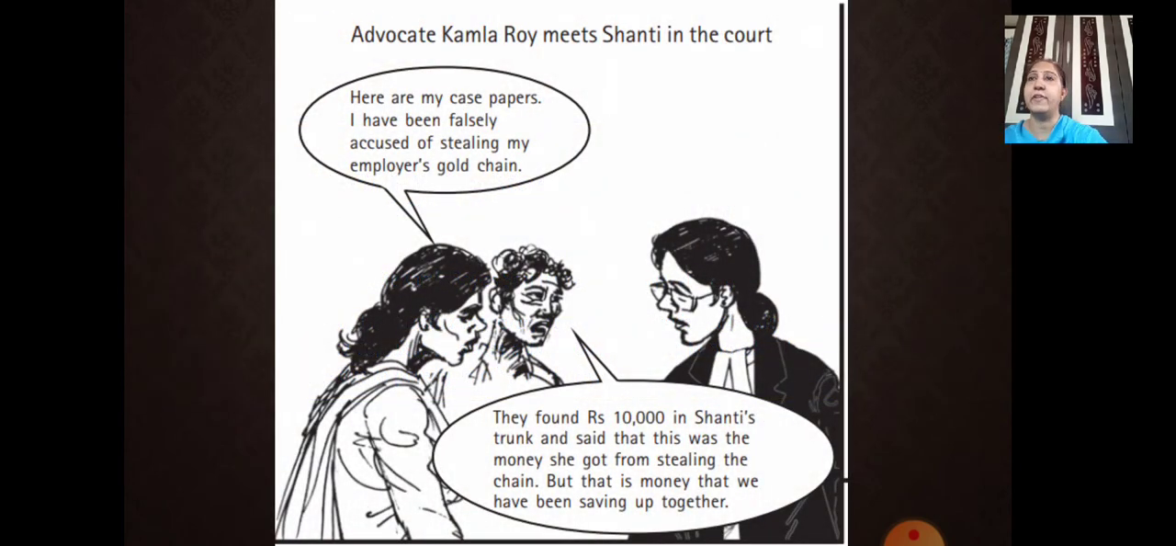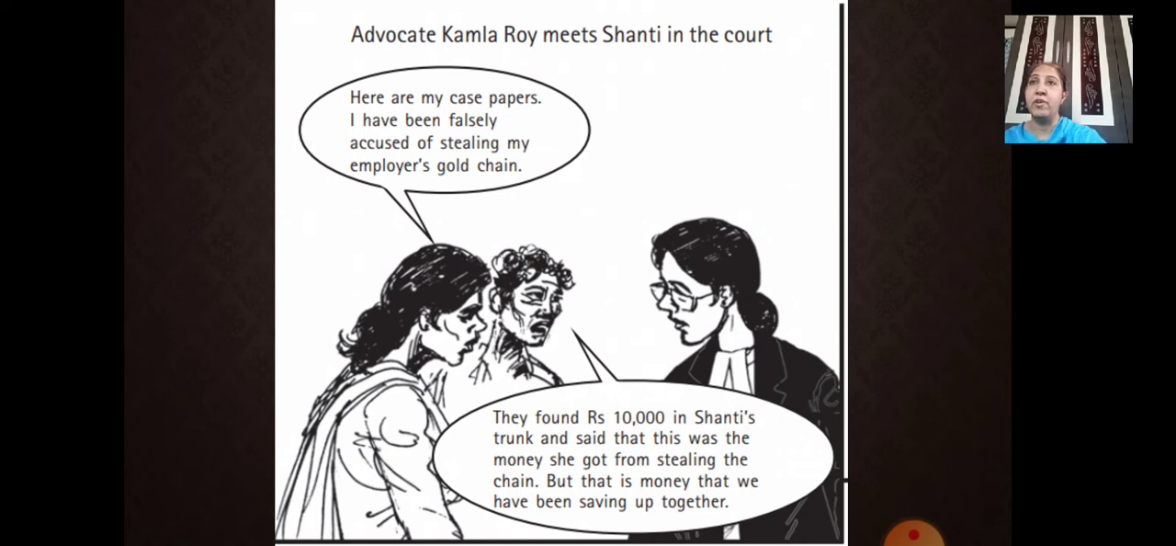Then what happened after that? Now Advocate Kamla Roy is going to be with Shanti. So she meets Shanti in the court. Now what is going on there? What did she ask her? Here are my case papers. I have been falsely accused of stealing my employer's gold chain.